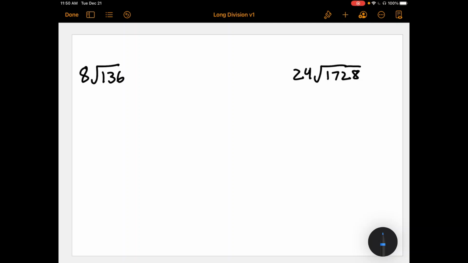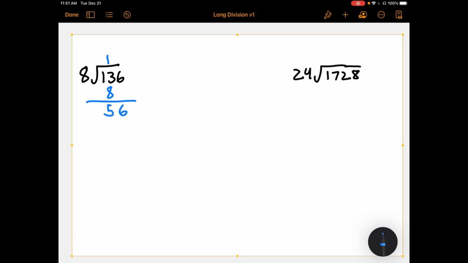So we're going to write our 1 up top, and then we're going to say 8 times 1, which again is 8. And then we're going to draw our line to solve for here. And what we're going to solve is 13 minus 8. And that's going to give us 5. And then we're just going to carry down our 6 since we did not do anything with it.